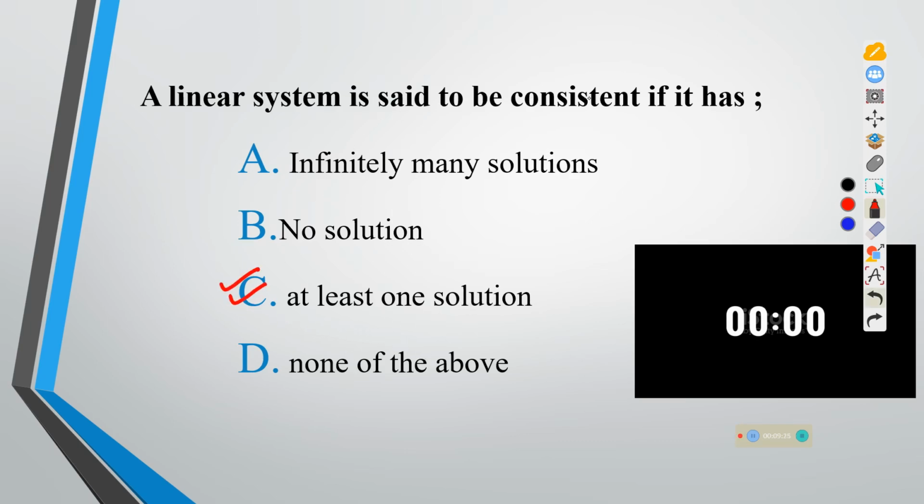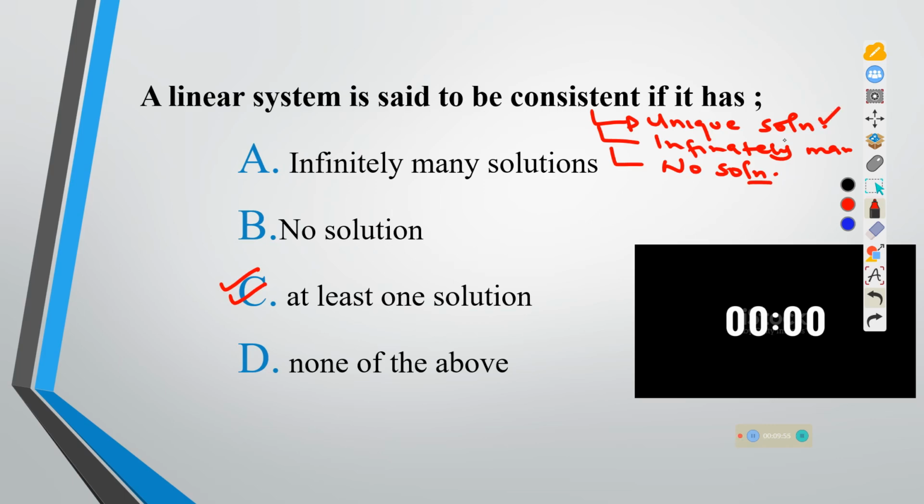A linear system is said to be consistent if it has at least one solution. First of all, it is consistent if it has a unique solution. Remember, we have three types of solutions: a unique solution, infinitely many solutions, and no solution. So a system is said to be consistent if it has a unique solution and if it has infinitely many solutions. So for that case, the required answer here would be at least one solution, because at least one solution combines unique solution and infinitely many solutions.